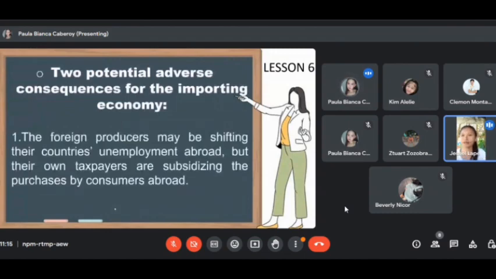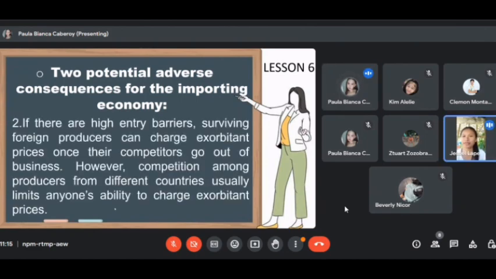First, the foreign producers may shift their country's unemployment abroad, but their own taxpayers are subsidizing the purchases by consumers abroad. It means that foreign producers may move jobs overseas, causing unemployment in their own country. Still, they often provide subsidies to make their products cheaper for consumers abroad, which means their own taxpayers help fund these lower prices in foreign markets.